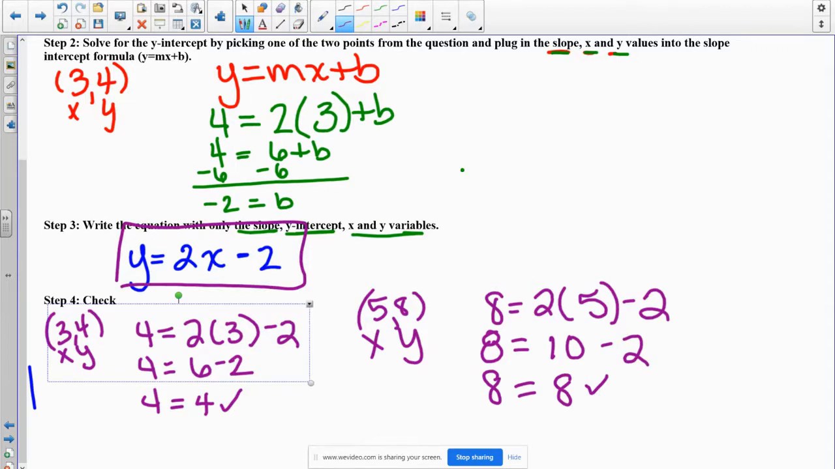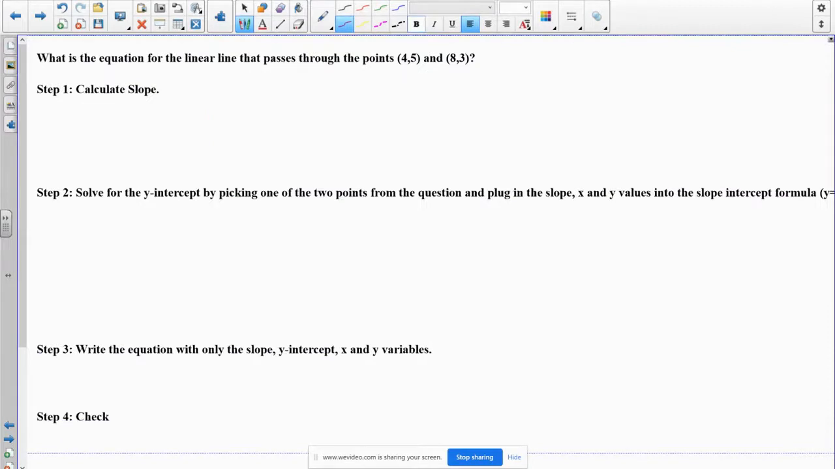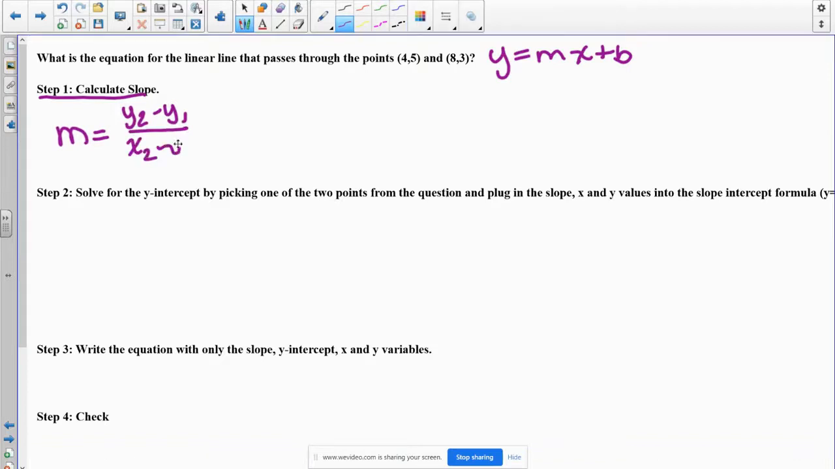So the question is, what is the equation of the linear line that passes through the points 4, 5, and 8, 3? So again, our goal is to get this into y equals mx plus b form. So step 1, calculate the slope. So remember, slope equals y2 minus y1 over x2 minus x1. So we're going to take our points, 4, 5, and 8, 3.